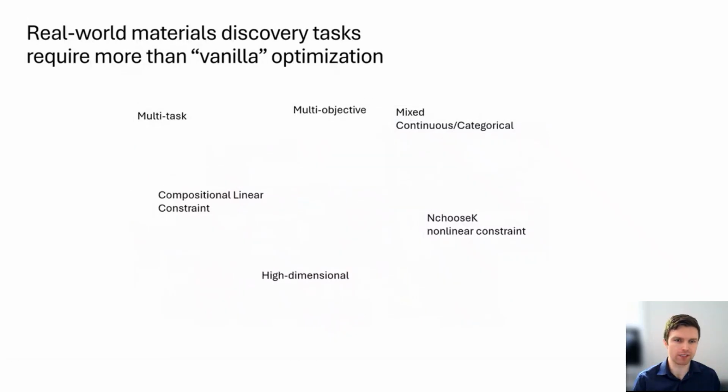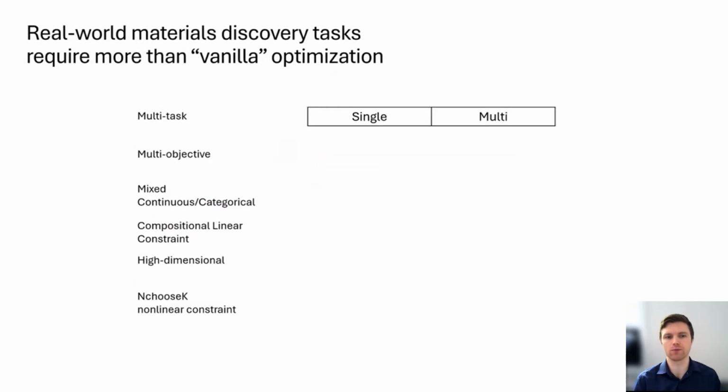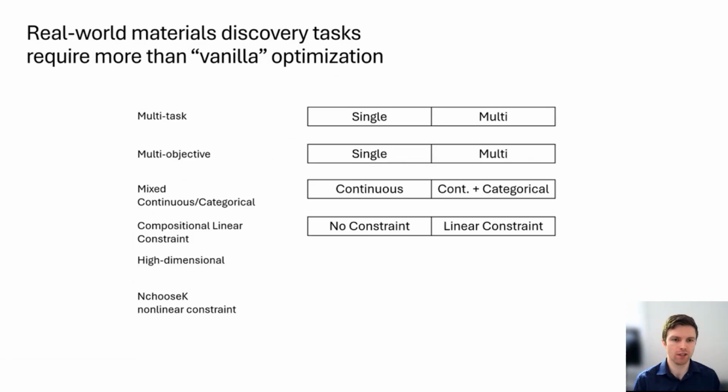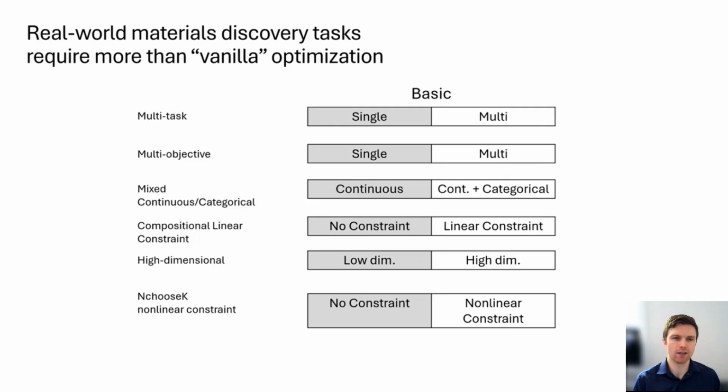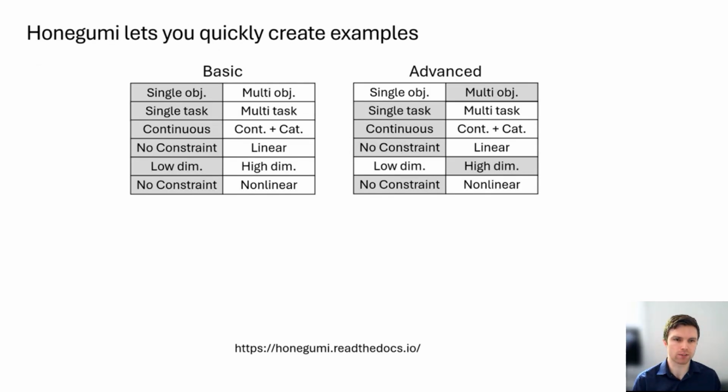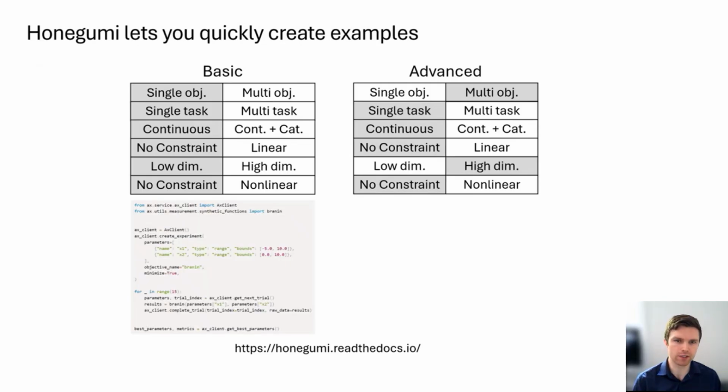And if we look at each of these on the left, we have single versus multitask, single versus multi-objective for each of these. Vanilla optimization would be this basic, everything on the left, whereas a more advanced one might be multi-objective, high-dimensional optimization. One of the tools that I worked with some others to create is called Honegumi, and this allows you to quickly generate minimal working examples for these advanced optimization tasks.